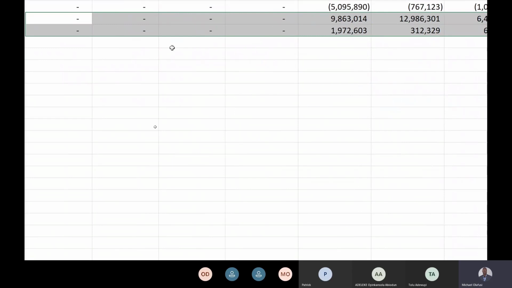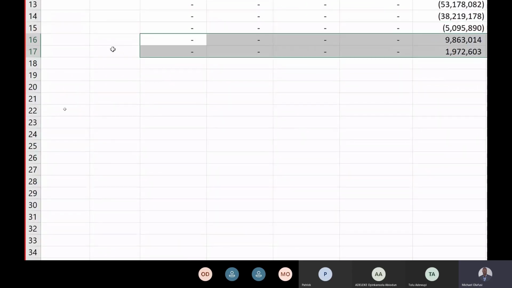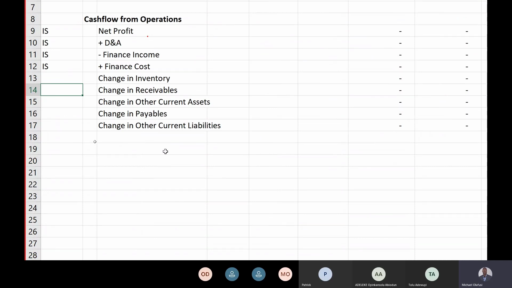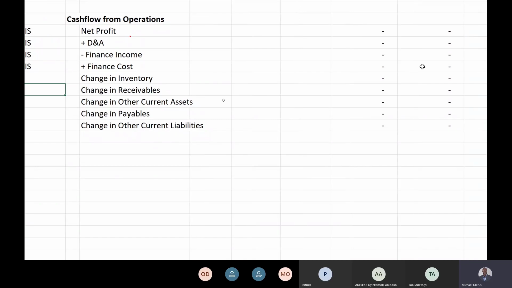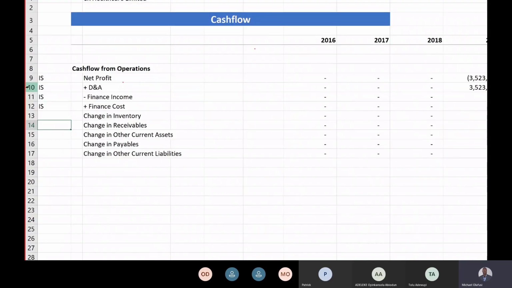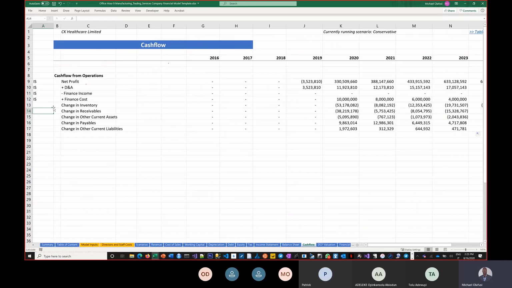Okay, and which other things do we have to fix in our model? Let me zoom in so you can see what we have done. We have captured now the portion that is coming from the balance sheet, the working capital side.